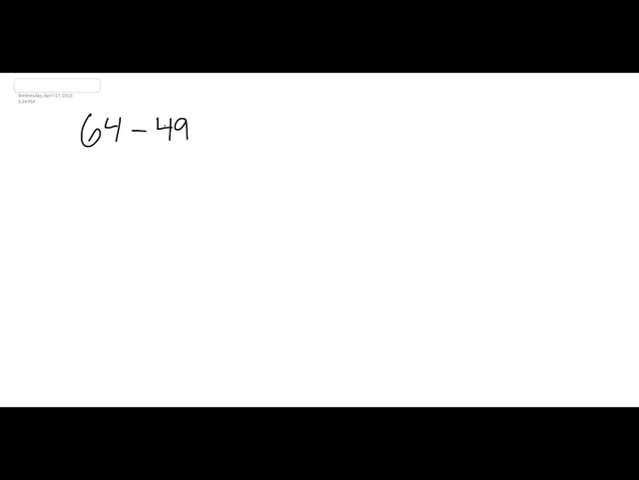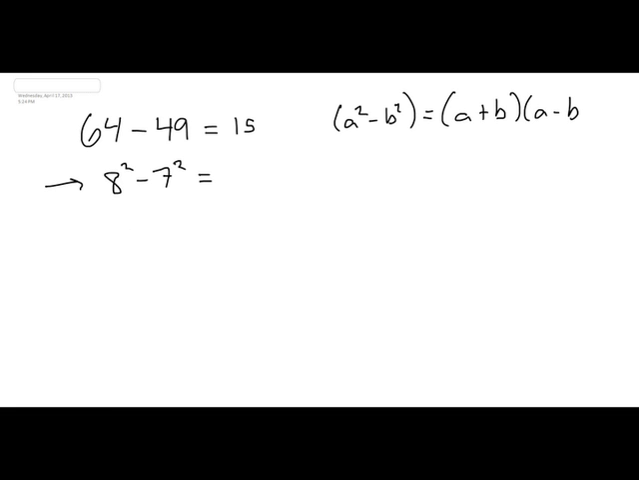So let's start out with a pretty easy subtraction question. 64 minus 49. So this is equal to 15. And we're going to confirm our answer by using difference of squares. So I can rewrite 64 minus 49 as 8 squared minus 7 squared. So clearly it's a difference of squares. And we're going to use our identity that A squared minus B squared is always equal to A plus B multiplied by A minus B.